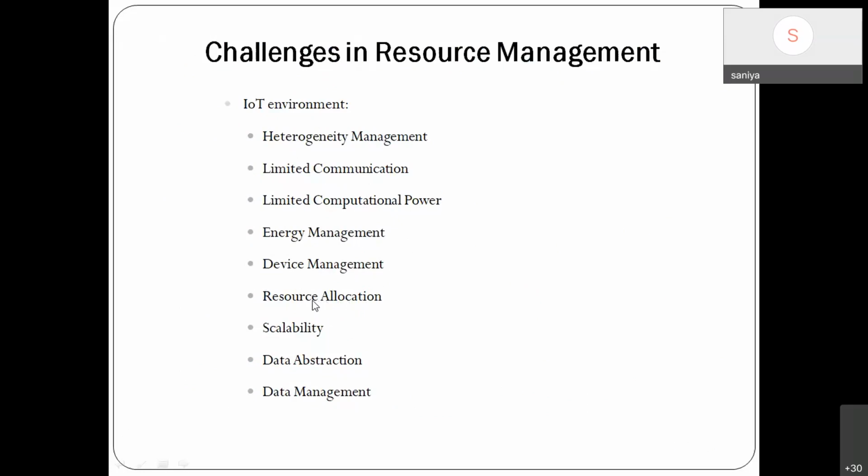That's why I have put it in the challenges section. Then there is a scalability problem. Then there is data abstraction and even data management. I told you in IoT applications, the data is huge. So how you are going to manage this is going to impact the resource management, because data size is related to the resources that you have in this system.